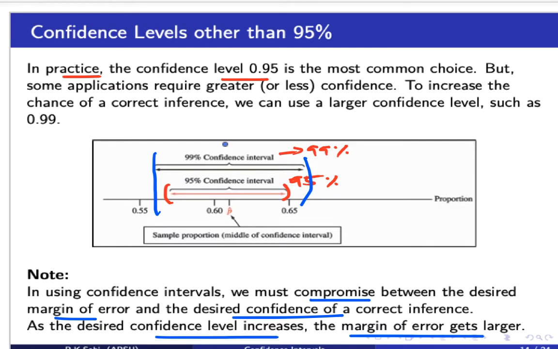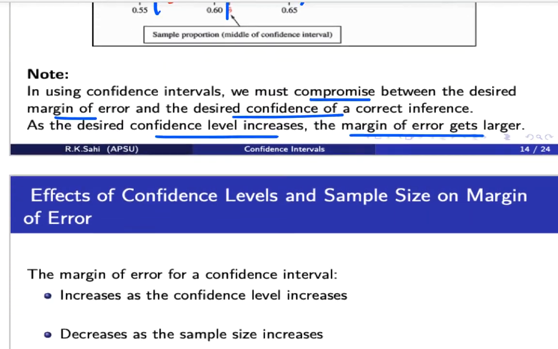Remember, this is the p hat, the middle is the point estimate. This is the margin of error, and this is the margin of error. Remember, this is the margin of error and this is the margin of error. So the confidence interval is twice the margin of error. Now there's also a relationship between the margin of error and the sample size.